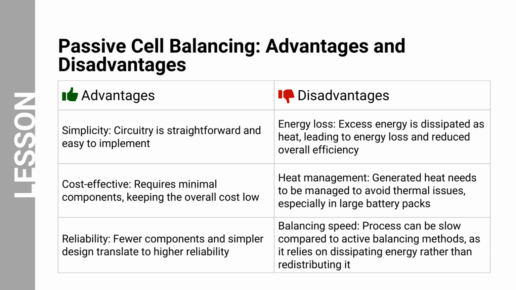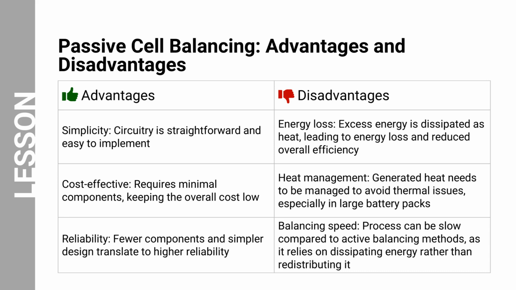Now, let us look at the disadvantages of passive cell balancing. They are energy loss, heat management, and balancing speed. Energy loss. Passive balancing dissipates excess energy as heat rather than redistributing it to other cells. This leads to energy wastage, reducing the battery's overall efficiency. For example, if one cell has a higher charge, the extra energy is lost rather than being used, affecting the battery pack's performance.